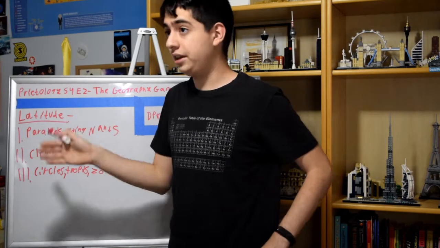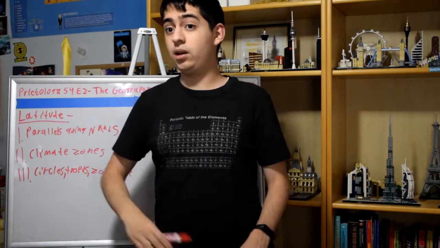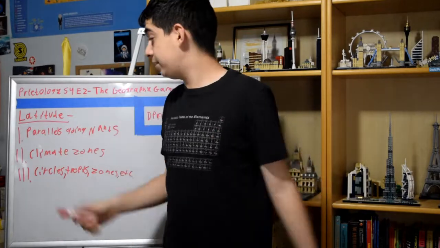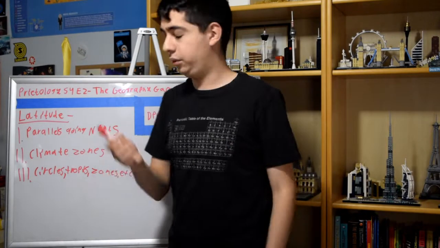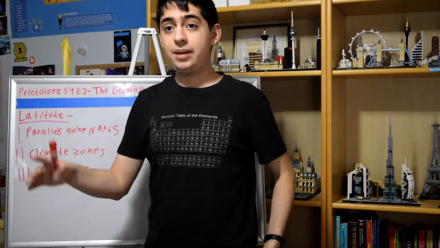These are measured in degrees, but this time instead of going east and west, it goes north and south. The most famous parallel that you probably know is called the equator. We'll talk about that in a bit. These really define the climate zones of the Earth.